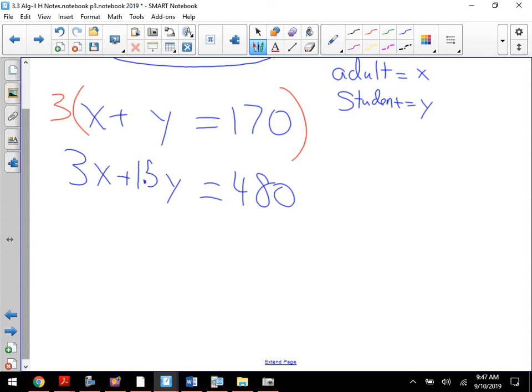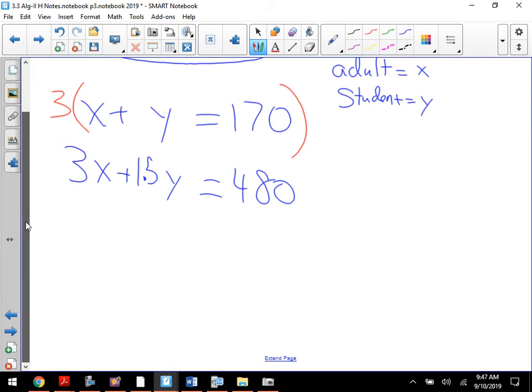Remember I talked about this. I don't like to multiply by negatives. The reason being is that I know where you guys make mistakes is that you'll forget that the negative went to all 3 pieces. You'll hit 2 out of the 3 of them. You'll forget the third one. The reason why I multiply by just the positive value is so that when I rewrite, I get 3x plus 3y is 510, I think.